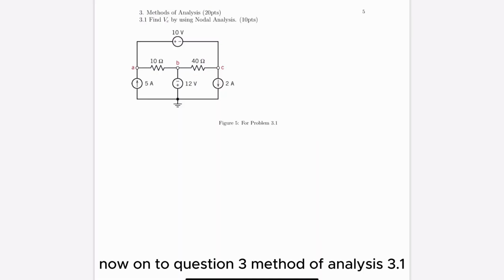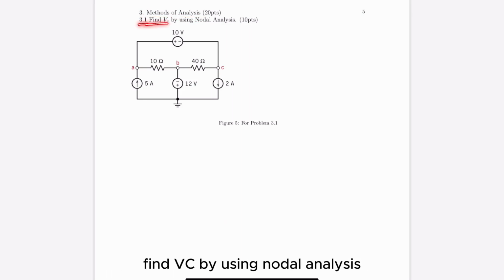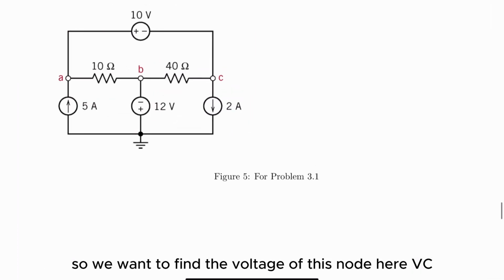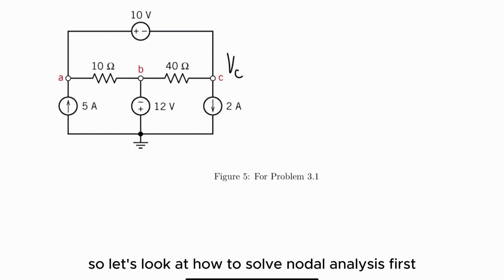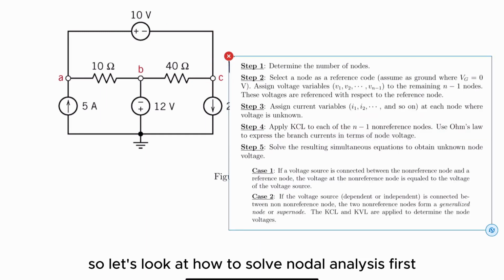Now on to question 3, method of analysis. 3.1, find VC by using nodal analysis. So we want to find the voltage of this node here, VC. So let's look at how to solve nodal analysis first.